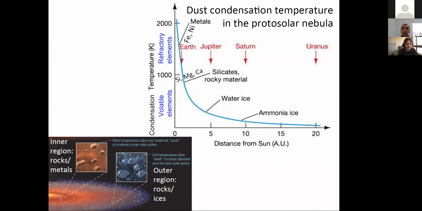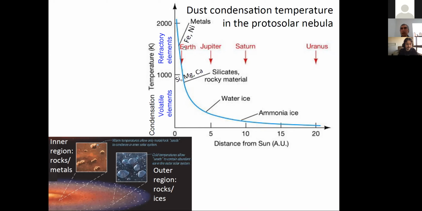So another important point to consider is the dust condensation temperature in the protosolar nebula. So here in this plot, we have in the vertical axis the condensation temperature of the elements versus the distance from the sun in astronomical units. So here, closer to the sun, you have the highest temperatures, so you can have the so-called refractory materials, refractory elements, like, closer to the sun, you can have more metals like iron and nickel. You can have condensations of those metals.